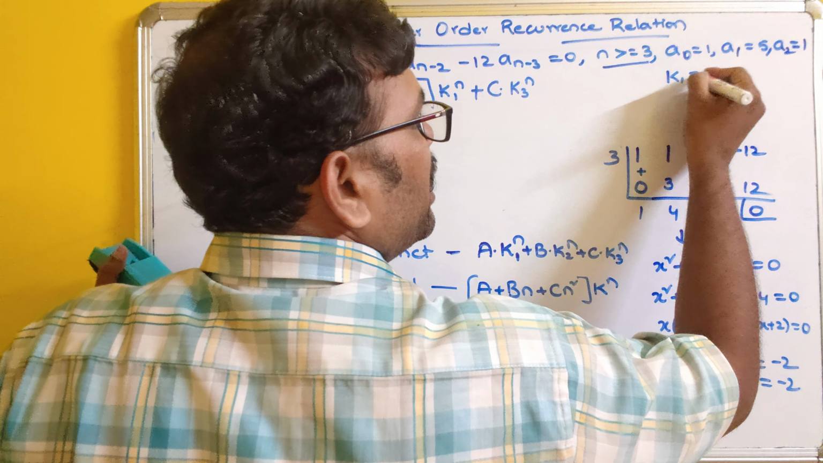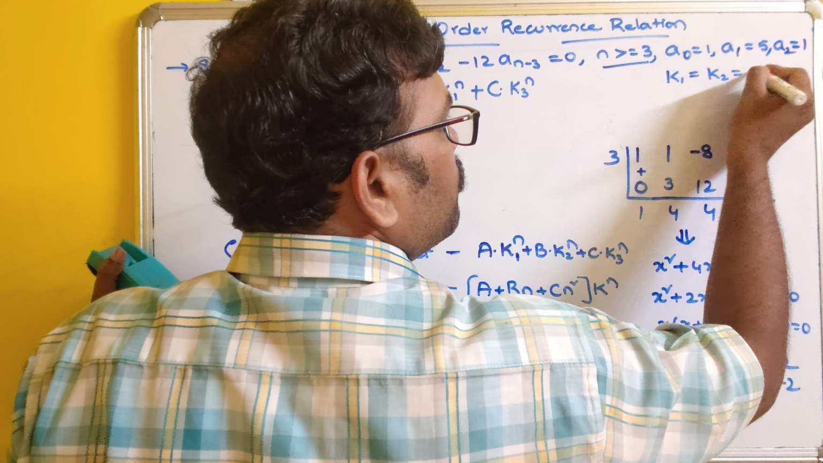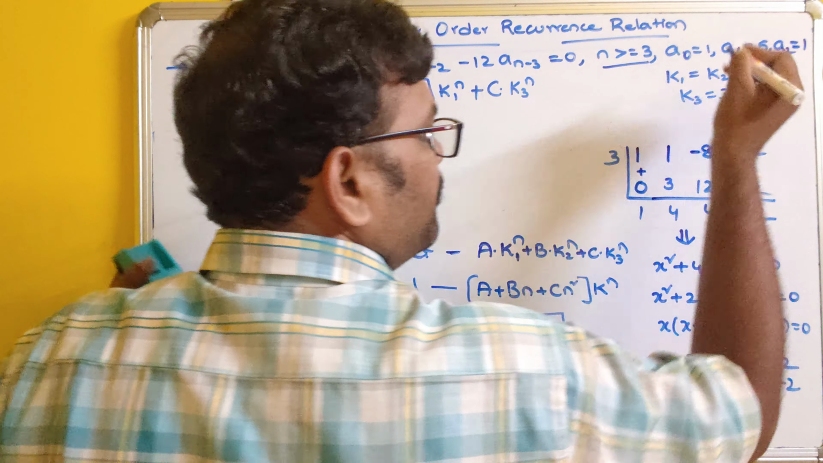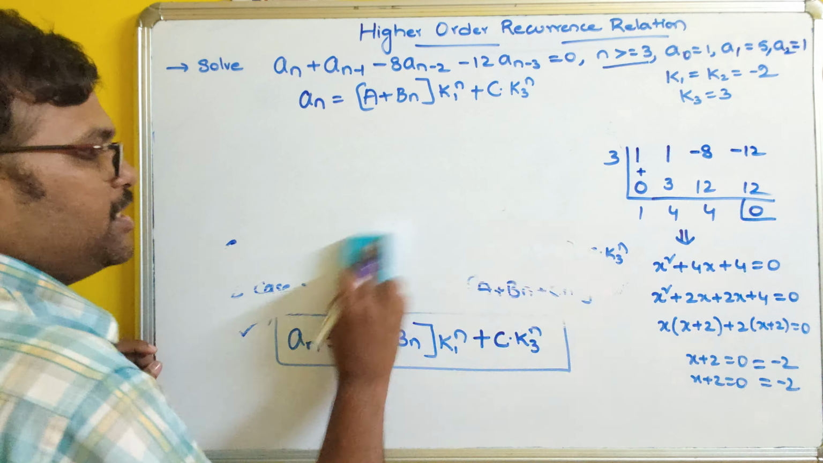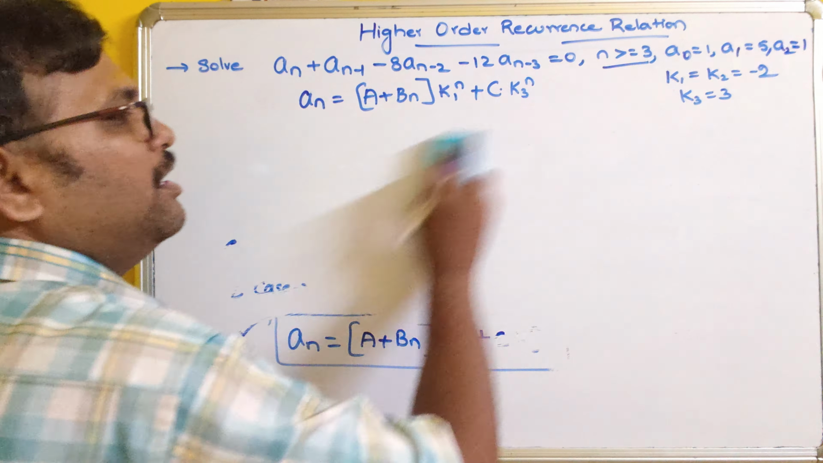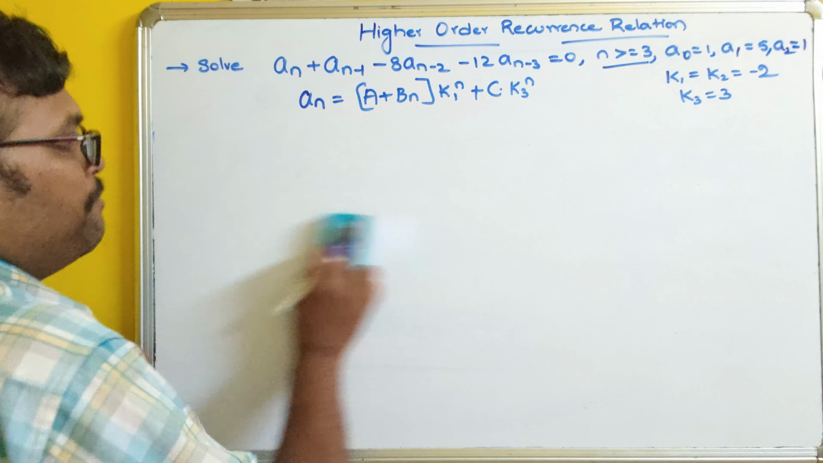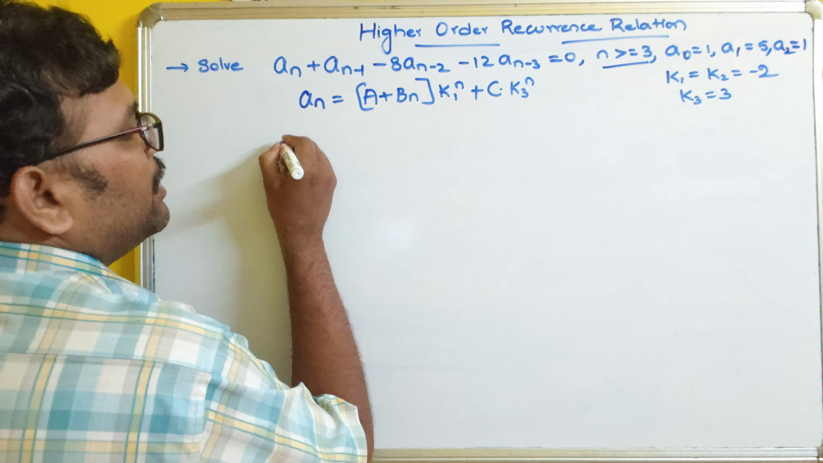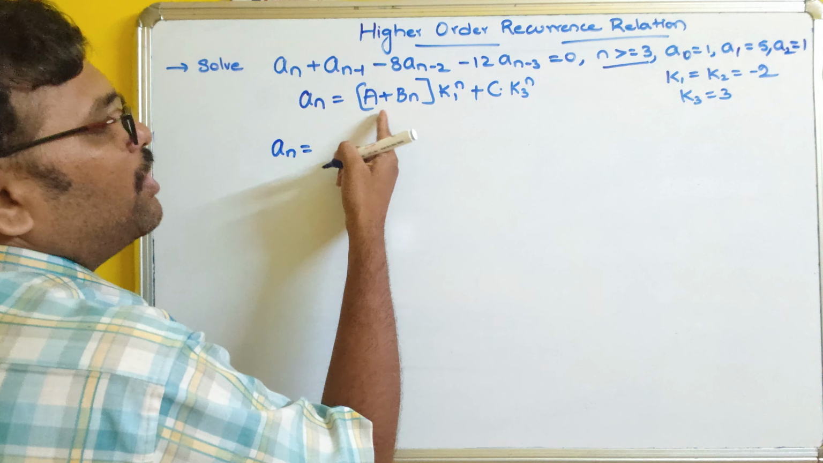So we know k1 is equal to k2 is equal to minus 2 and k3 is equal to 3. Yes. So I'm erasing all these things because we need to solve the equations to find the constants. Now see, this an is equal to, what is the formula here?